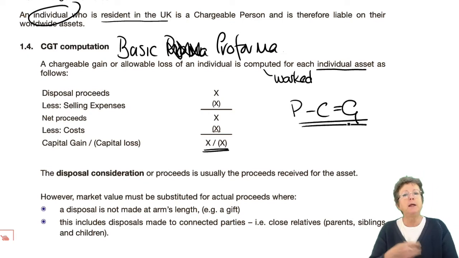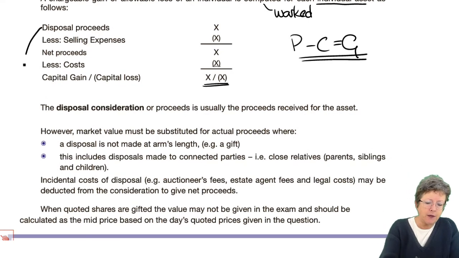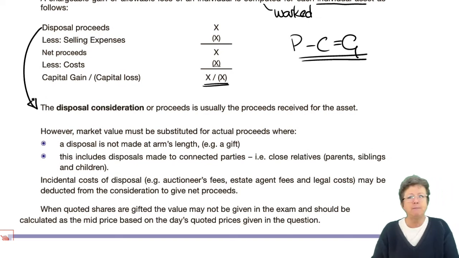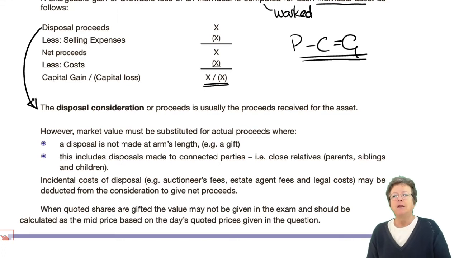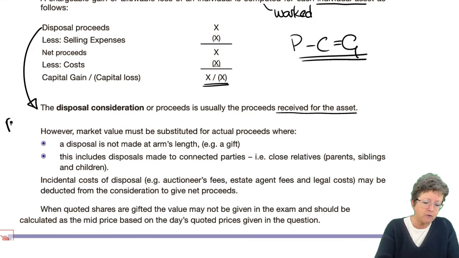Okay, there are going to be extra rules, as I mentioned earlier. Now, what are the proceeds? Let's have a look at that situation, because it's not as simple as with tax. The disposal considerations are proceeds, basically what you received for the asset, what you got for it. So that's the basic rule. However, there is always a but with tax.